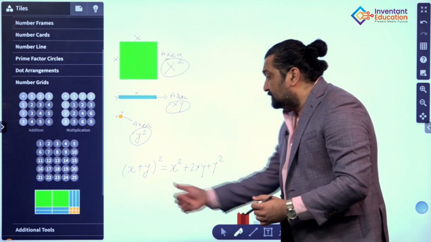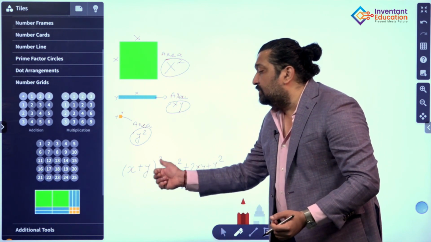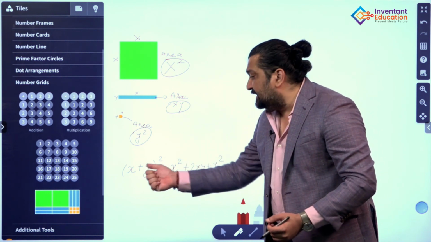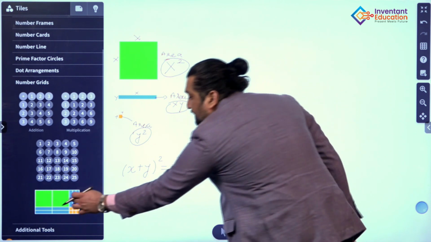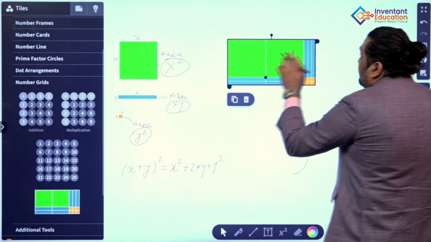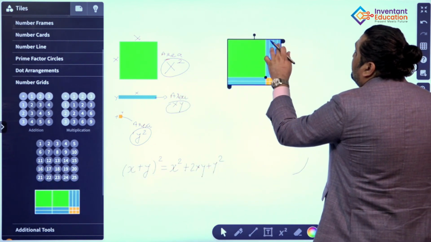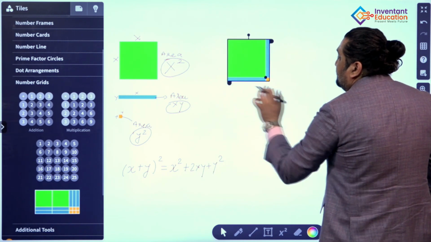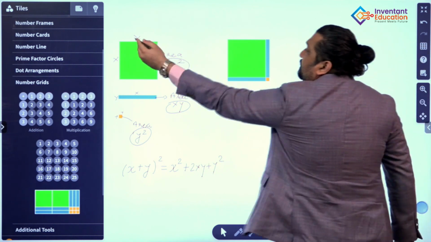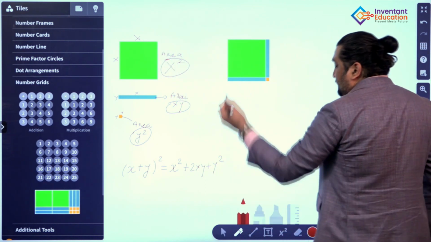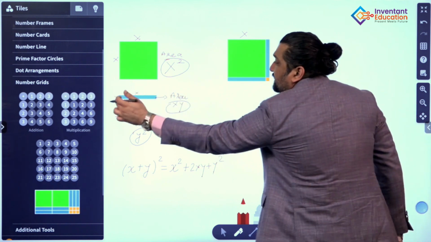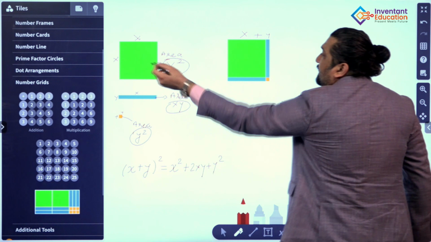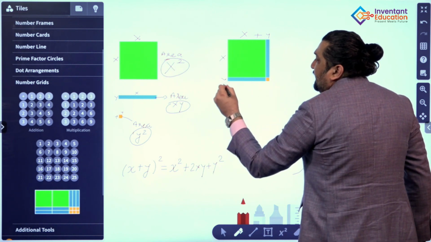Let's see. So here (x plus y) whole square means I have a square whose side is x plus y. So I'll drag a model here and change it to be x plus y. This length was x, so this is x. This width was y, so this much is y. So this side is x plus y. Again here we have x plus y.